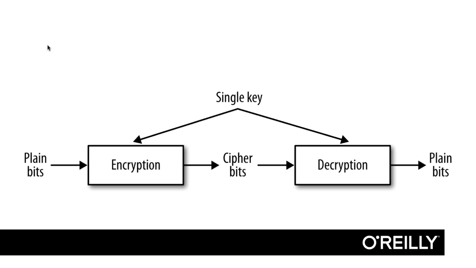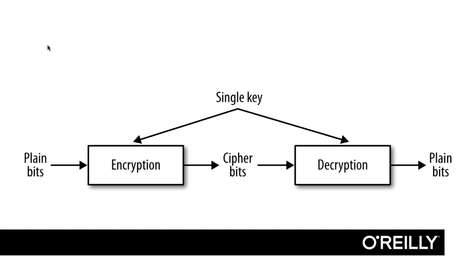The first approach is sometimes called single key or symmetric, and the idea is this. If you start over on the left, you see plain bits. These are unencrypted bits. So for example, the bits that make up a message sent from a client to a server or in the other direction. These plain bits are put through the encryption engine. They're one input. The second input is a numeric value, the single key, which is used to transform those bits into cipher bits. Basically, this is an arithmetic computation.